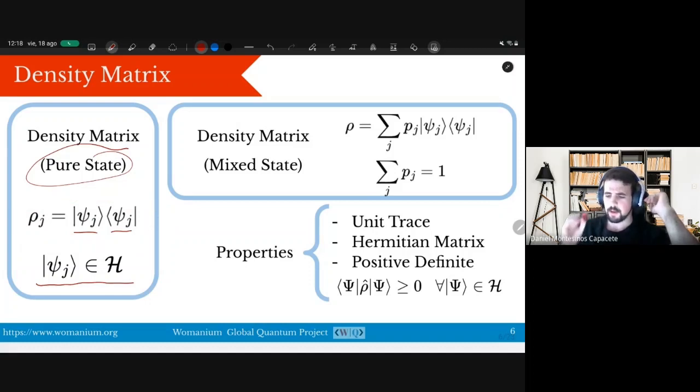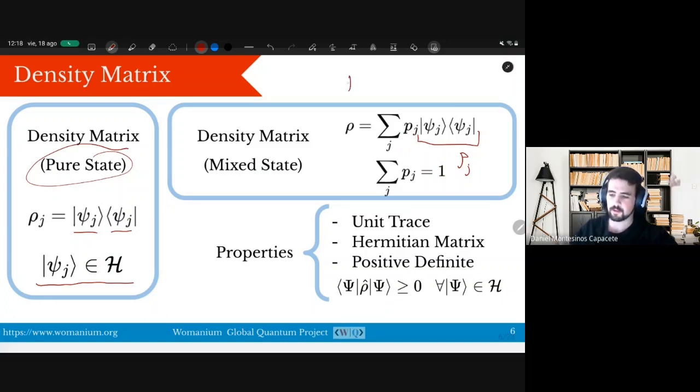Very well. We also have mixed states. Mixed states are physical states that cannot be described by vectors in our Hilbert space. You cannot find a vector here that describes a mixed state, because they are described as linear combinations of density matrices, right? This will be the density matrix, and this will be the probability to be in a certain state.